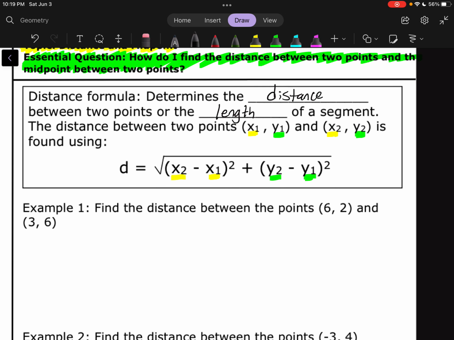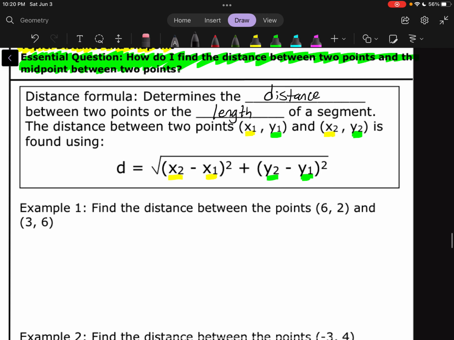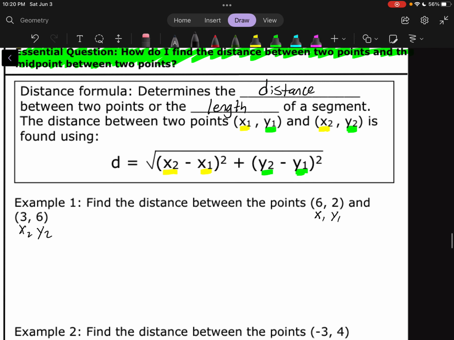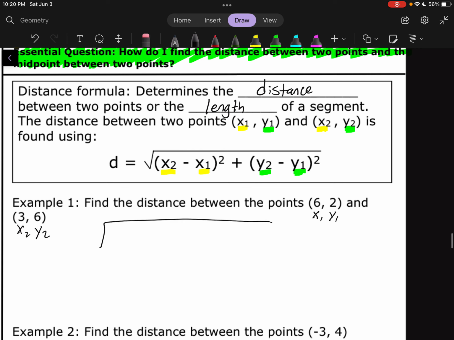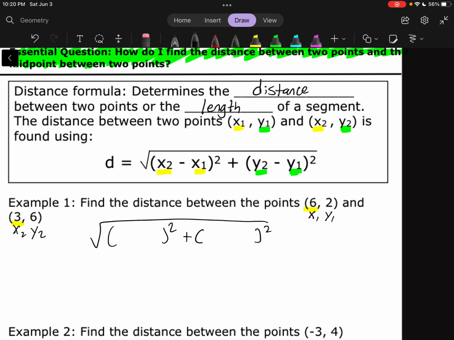So it looks like a lot, but really you just got to get used to it, and then we're going to be cooking. So example 1 says find the distance between the points (6, 2) and (3, 6). I'm going to go ahead and label this x1, y1, this x2, y2. And let's see what happens here. This is the general setup. We can always start off by writing out this, and then remember what we want to do: x2 minus x1 in the first parenthesis.